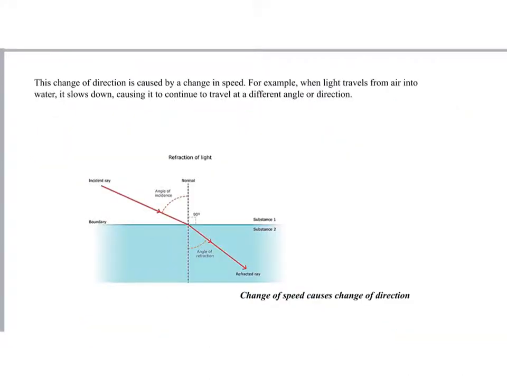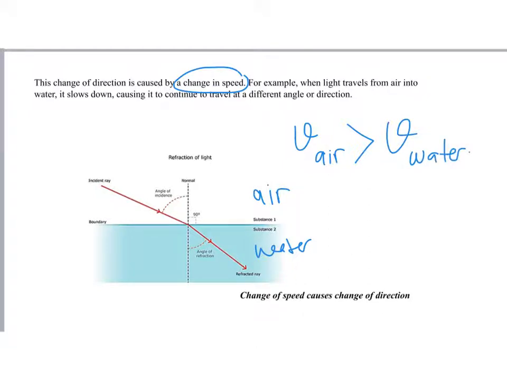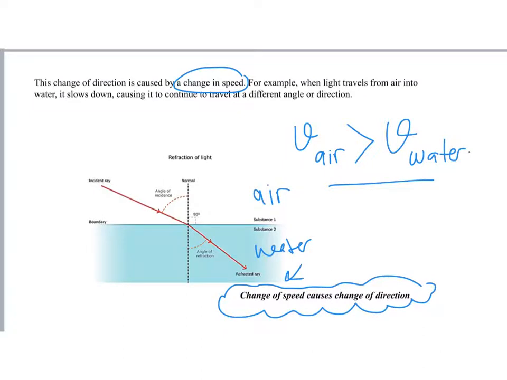We may ask a question: why does the light refract? This change of direction is caused by the change of speed of light in different mediums. For example, when light travels from air to water, it slows down. The speed of light in air is bigger than the speed of light in water. So as it slows down, it changes its direction. So don't forget, the change of speed causes the change of direction.